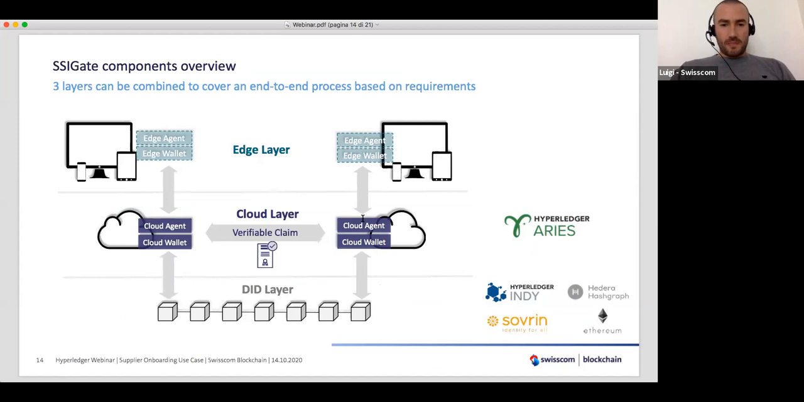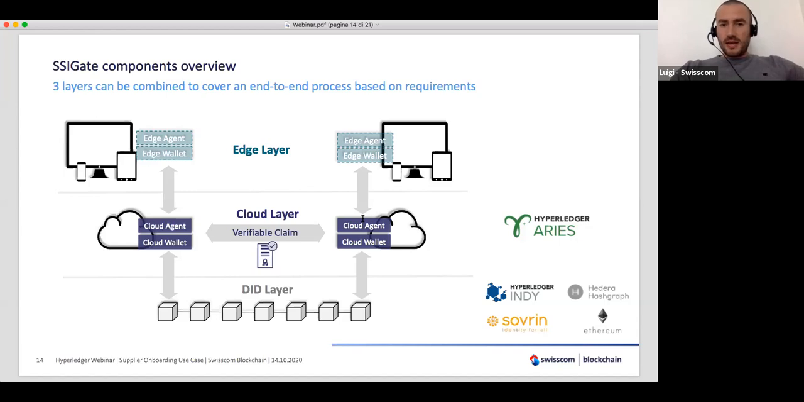So, in this slide, we see a picture divided in three layers. If you are familiar with SSI, those three layers are quite normal, but they also represent how our solution is made. First of all, you have the base layer, which is the blockchain layer where public information is stored. Currently, we support different protocols. Hyperledger Indy, of course, is one of them. For this particular project, we have been using Sovrin. Later, we will deep dive into it.